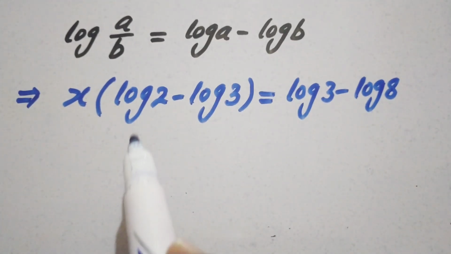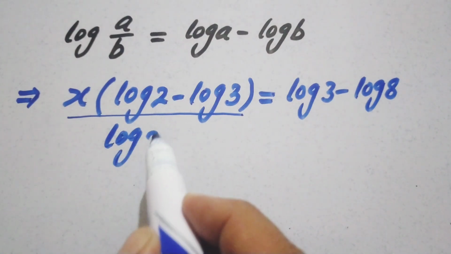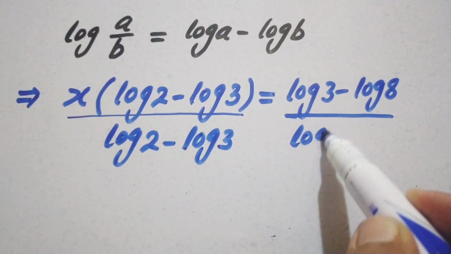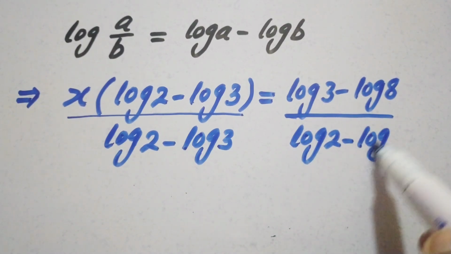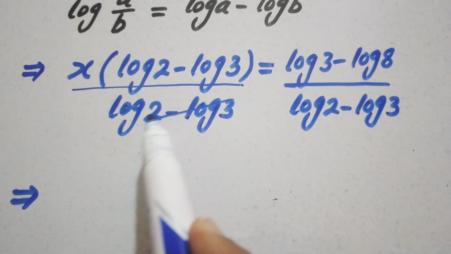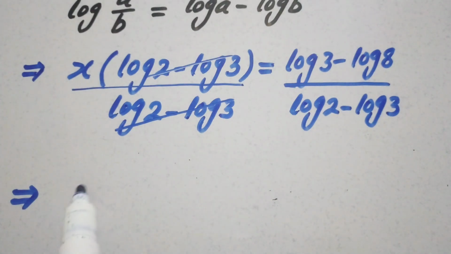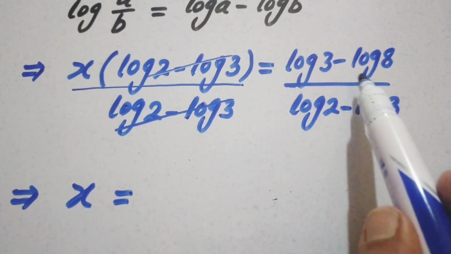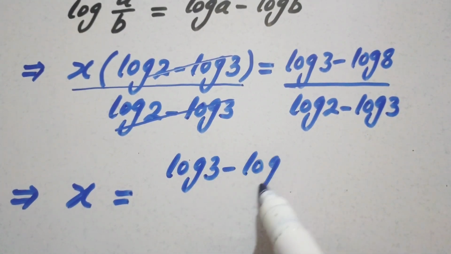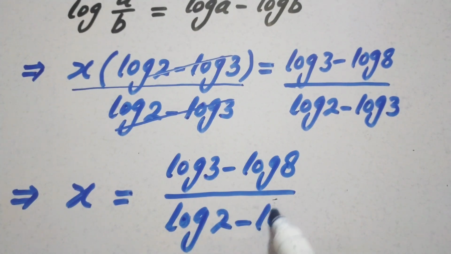Now dividing both sides by log 2 minus log 3, the log 2 minus log 3 from denominator and from numerator cancel out each other. We will be left with x is equal to log of 3 minus log of 8 divided by log of 2 minus log of 3.